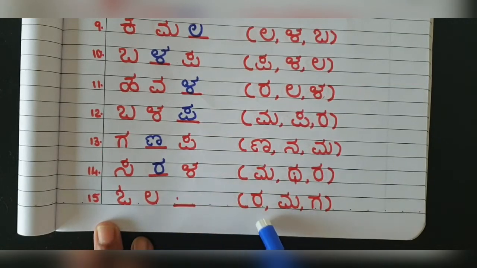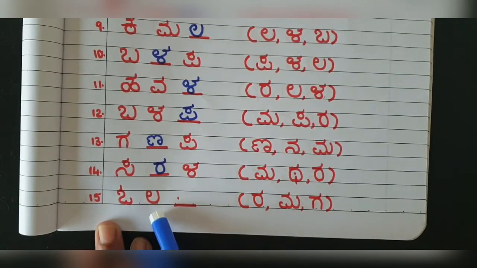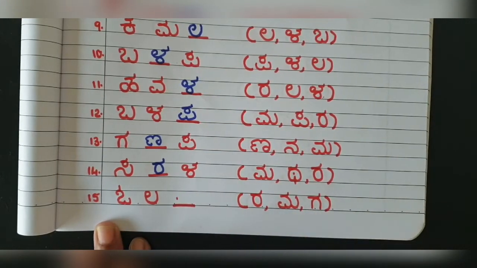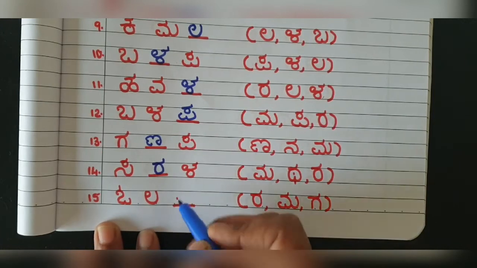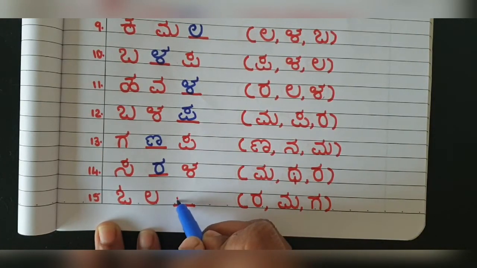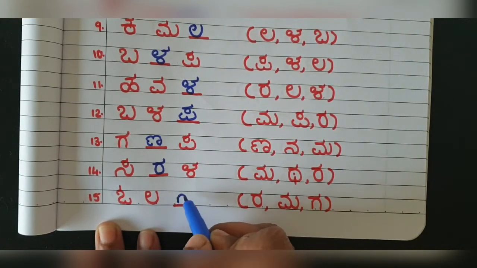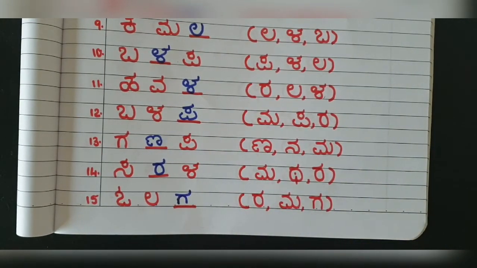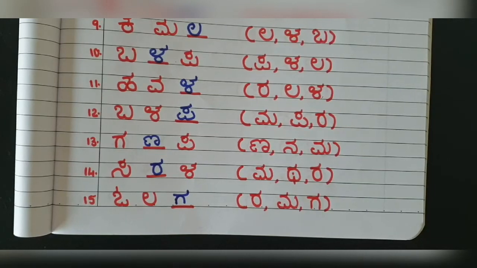So let's look at the last word. O la ra. O la ma. O la ga. Yes, olaga, we have heard it. We have a word called olaga. Olaga means it's a music instrument, right? So this is how you will do this activity.